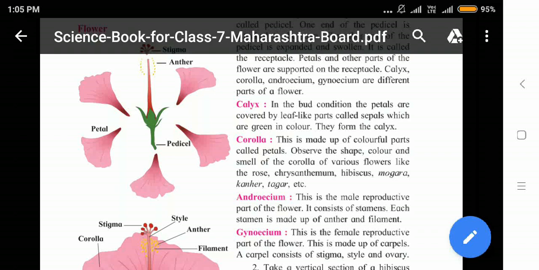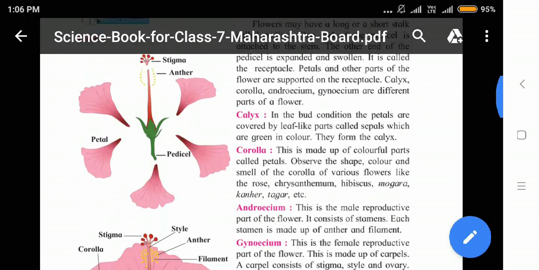Hi dear all students. In the last video of 7th standard science, we learned already about the plant's different important parts. First we covered roots, second stem, and yesterday we covered the third important part of a plant, that is leaf. Today in this video we learn more clearly about one more important part of a plant, that is flower.